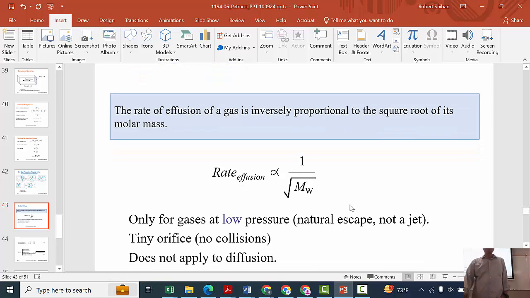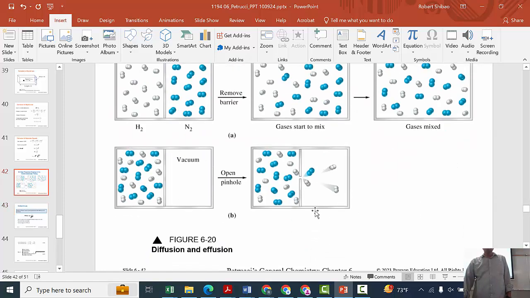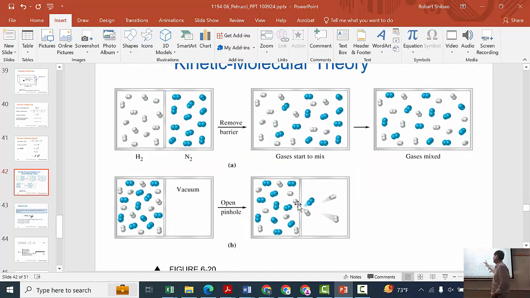Because of all the collisions, we're not going to model this with any equations here. This is a lot simpler because there are no collisions. You know, this hydrogen escapes or the nitrogen escapes. We don't have to worry about going backwards, sideways, or whatever. And so this is called diffusion, and we have some equations for it. For diffusion, we just look at it qualitatively. Diffusion qualitatively is the lighter the molecule, the faster it diffuses.